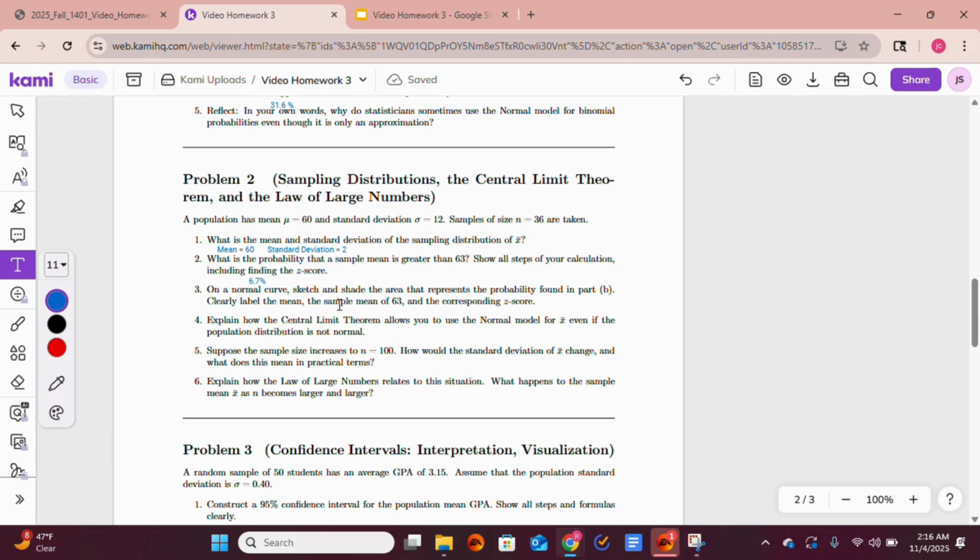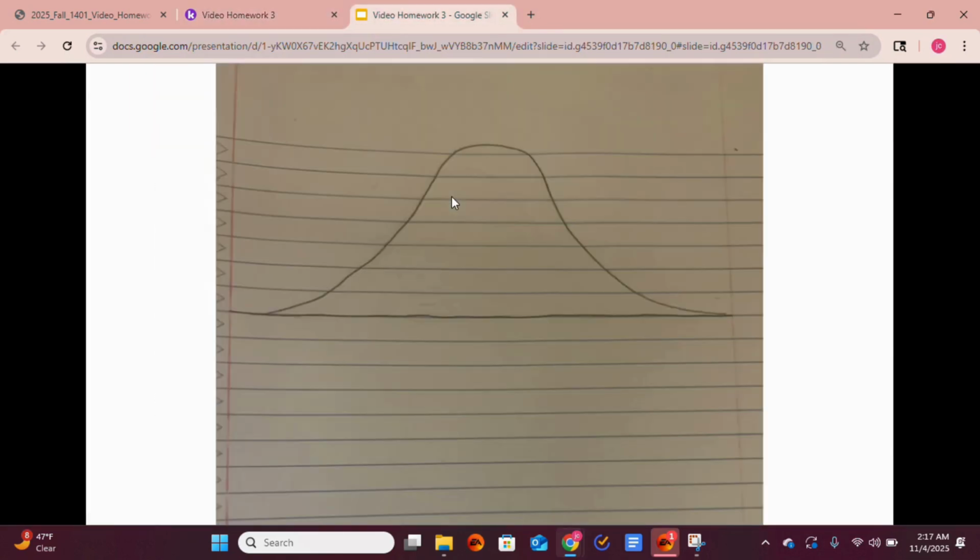Now we can go to question 3, where it asks, on a normal curve, sketch and shade the area that represents the probability found in part B. Clearly label the mean, the sample mean of 63, and the corresponding z-score. To start off, all you do is draw a horizontal line and a bell curve.